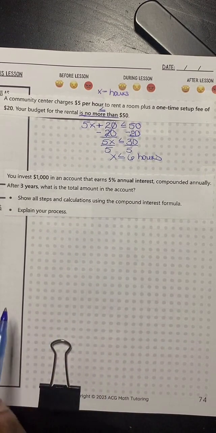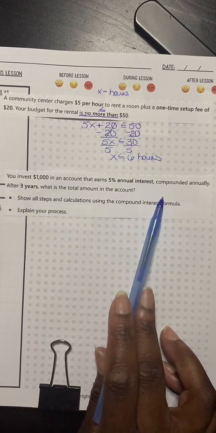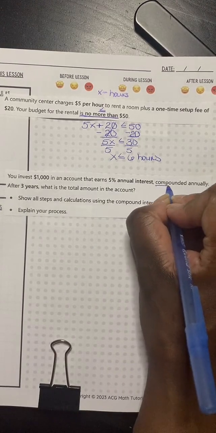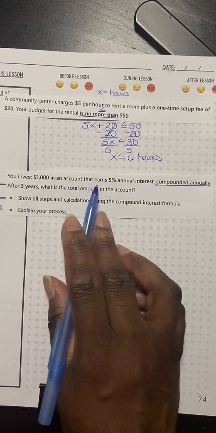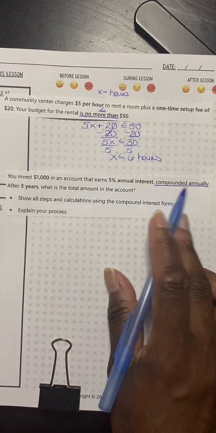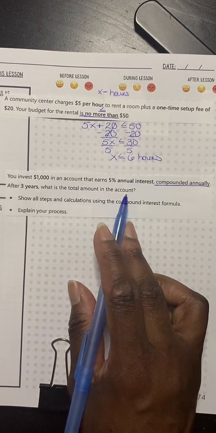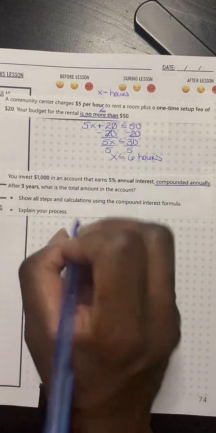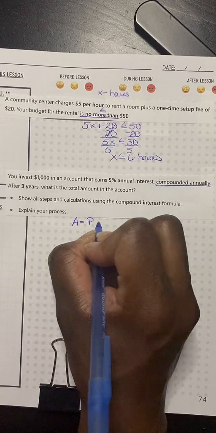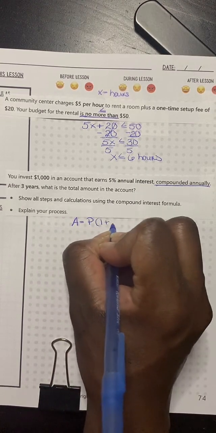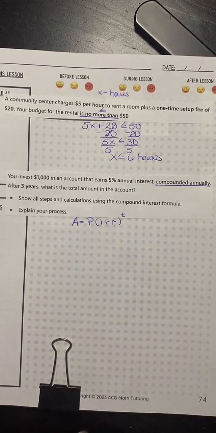So now for the next one. We're looking at an investment. So a compound, since it says compounded annually, you invested $1,000 in the account that earns 5% annual interest, compounded annually. After 3 years, what is the total amount in the account? So the formula that we're going to use is like the full amount. We have our principal times 1 plus our rate as a decimal, and we're going to raise it to your time.